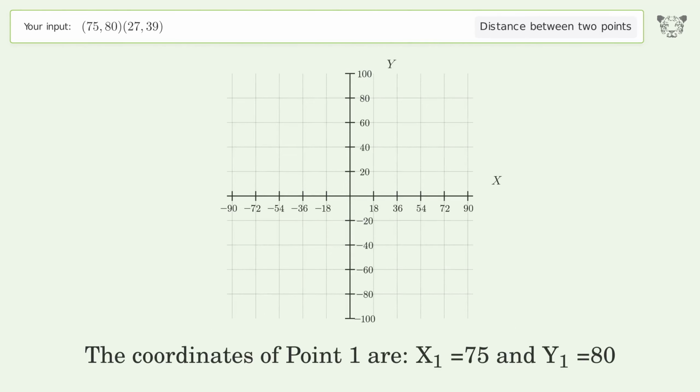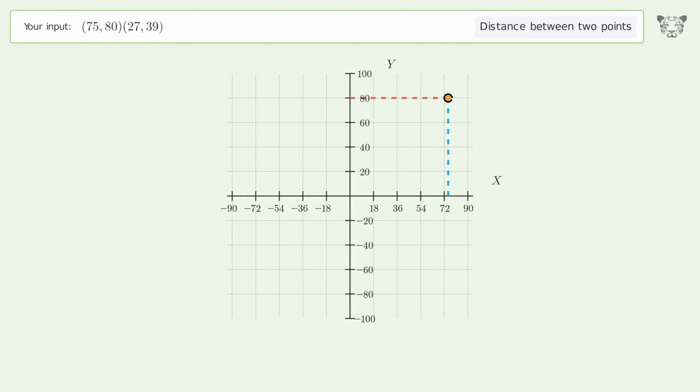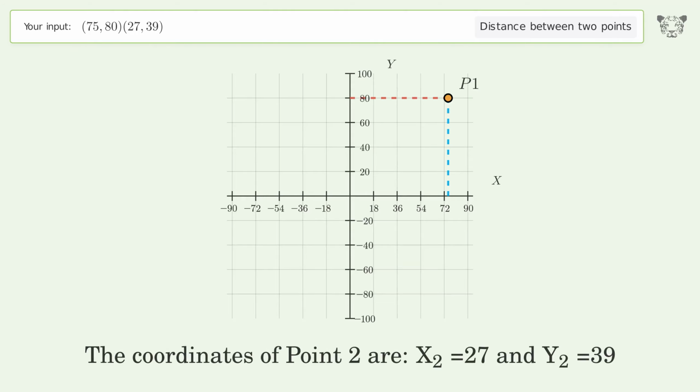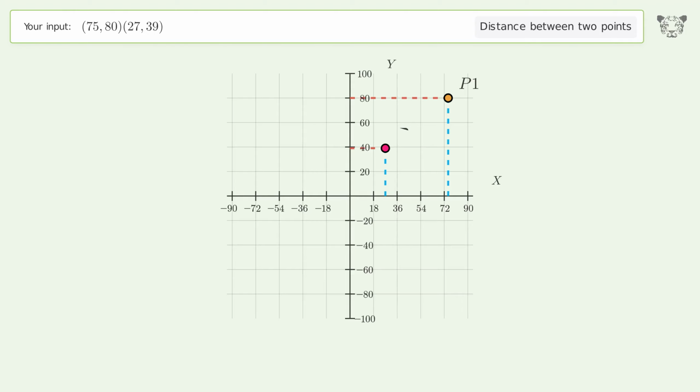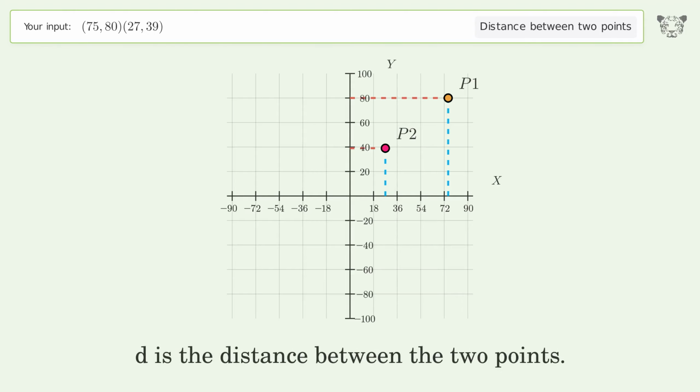The coordinates of point 1 are x1 equals 75 and y1 equals 80. The coordinates of point 2 are x2 equals 27 and y2 equals 39. D is the distance between the 2 points.